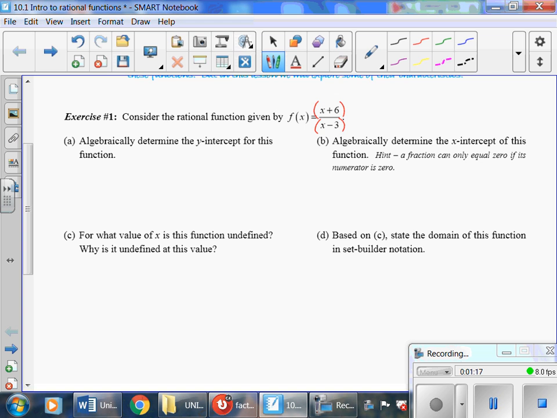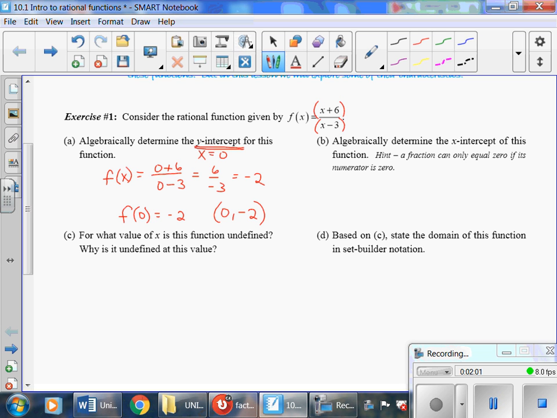So A says, algebraically determine the y-intercept for this function. Well, I'm certainly hoping by this time now, it's banging on your door that if it says y-intercept, you know that you have to set x equal to 0. So in this case, we're going to have f of x is equal to 0 plus 6 over 0 minus 3, which is equal to 6 over negative 3, which is equal to negative 2. So technically, f of 0 is equal to negative 2. Okay, so there is your y-intercept. Now, you can also say 0 comma negative 2 is your y-intercept.